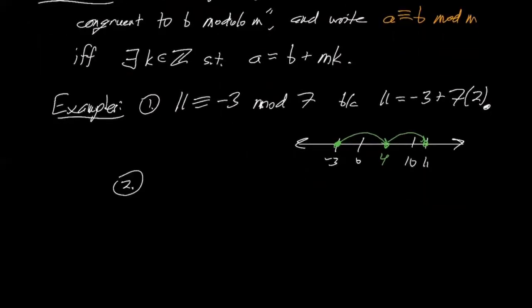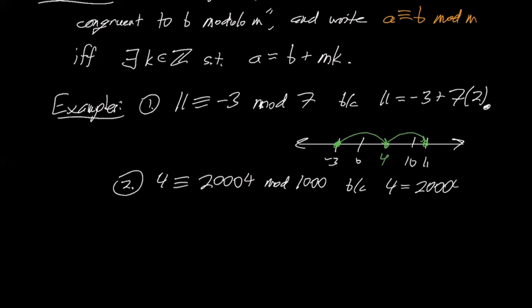Maybe another example, how about 4 is congruent to 20,004 mod 1000. Because again, if we go from 4 to 20,004, we go by 20,000, which is a multiple of 1,000. So 4 is 20,004 plus 1,000 times what? Well, I'm actually subtracting, I guess. So it's really times -20. Right? Okay, I think you guys are comfortable with that.